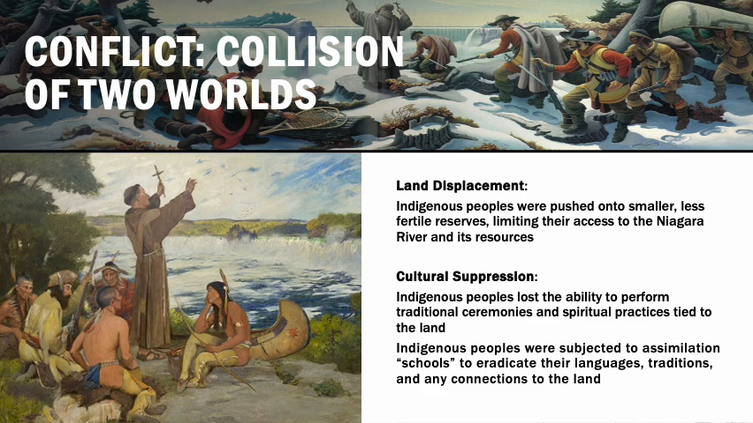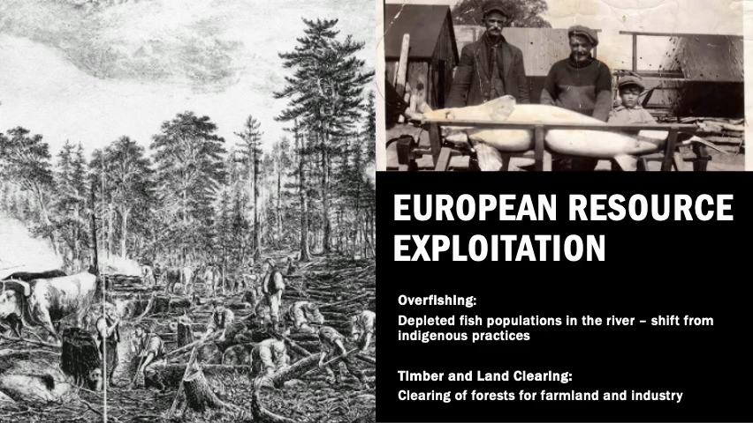to the landscape. The indigenous peoples were subjected to policies aimed at assimilation to eradicate their languages, traditions, and connections to the land. As settlers expanded their presence, the Niagara River became a key resource for early industries such as milling and shipbuilding. However, these industries often operated without regulation, leading to degradation of the environment. Settlers introduced new fishing techniques that depleted fish populations in the river, and the clearing of forests for farmland and industry disrupted ecosystems and displaced many wildlife.